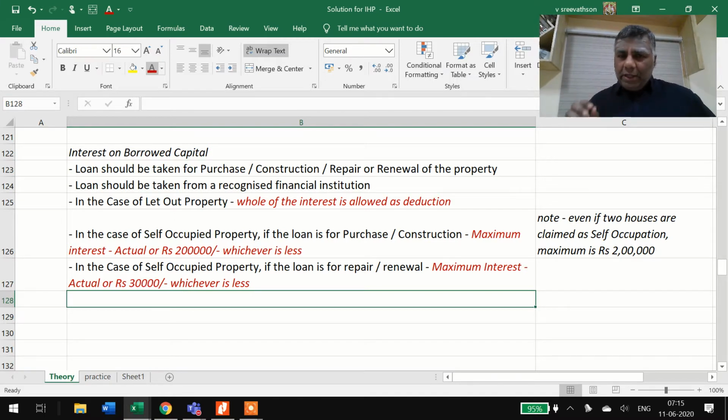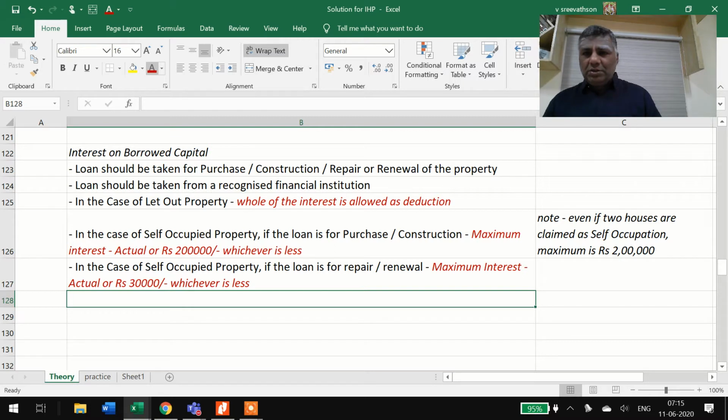So, for let out property, whole interest can be claimed. Self-occupied property is restricted to 2 lakhs or 30,000 as the case may be. If you read the law, what is 2 lakhs or 30,000 as the case may be? If the loan is for purchase or construction, 2 lakhs; repairs or renewal, 30,000.